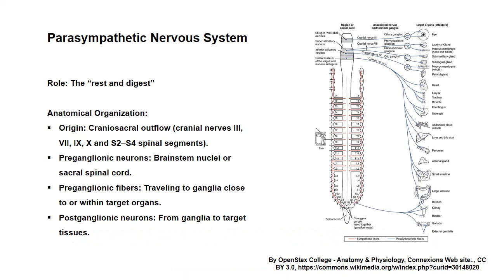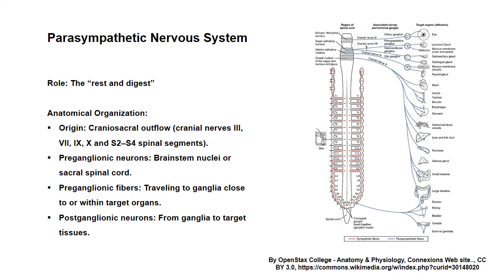Parasympathetic nervous system, the rest and digest system. It conserves energy and maintains daily bodily functions. It arises as craniosacral outflow, including cranial nerves 3, 7, 9 and 10 and S2 to S4 spinal segments. Preganglionic neurons are cell bodies in the brainstem nuclei or sacral spinal cord.